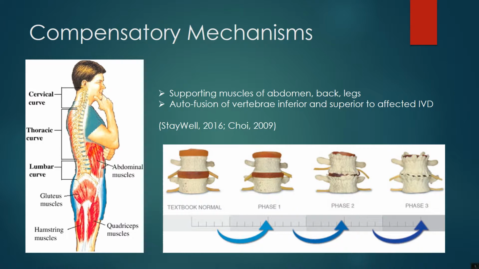Another compensatory mechanism is seen in the image at the bottom there on the right. There are three phases to degeneration. You've got the textbook normal, it goes to some minor degeneration, then to some more major degeneration. You can see the breakdown of the vertebrae, the decreased disc height, some of the osteophyte formation, that's the rigid looking stuff that's actually bone spurs that can compress on nerves. And then eventually it goes to phase 3, which is an autofusion.